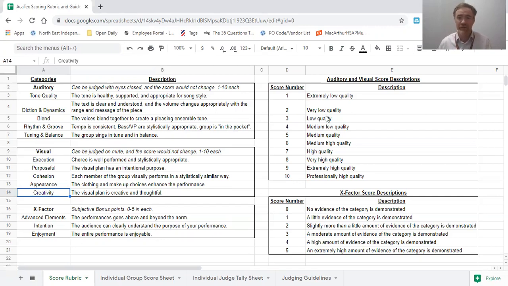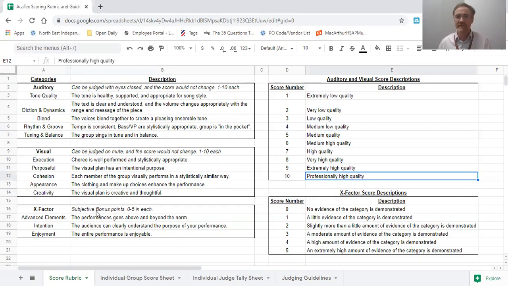So a group that is just kind of fine on all of it would be a 5. 5, 4, right in the middle. The group that is absolutely staggeringly good and amazing would be a 9 or a 10 in each of these categories. These are the main ones that you'll spend most of your time scoring.